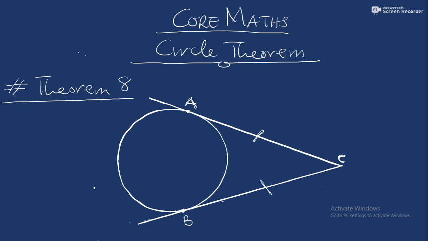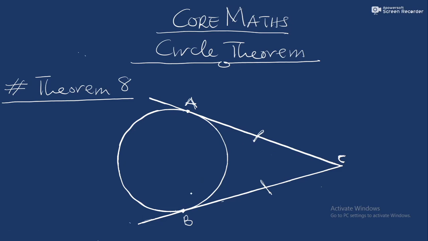Good. So we are now on theorem 8. The diagram I have here is a circle with what? 2 tangents. So CB is a tangent and then CA is a tangent. We realize that we have how many tangents? 2 tangents. And you can also observe that they are all from the same point, that is point C. Tangent CB starts from C through to B, and tangent AC also starts from C through to A.